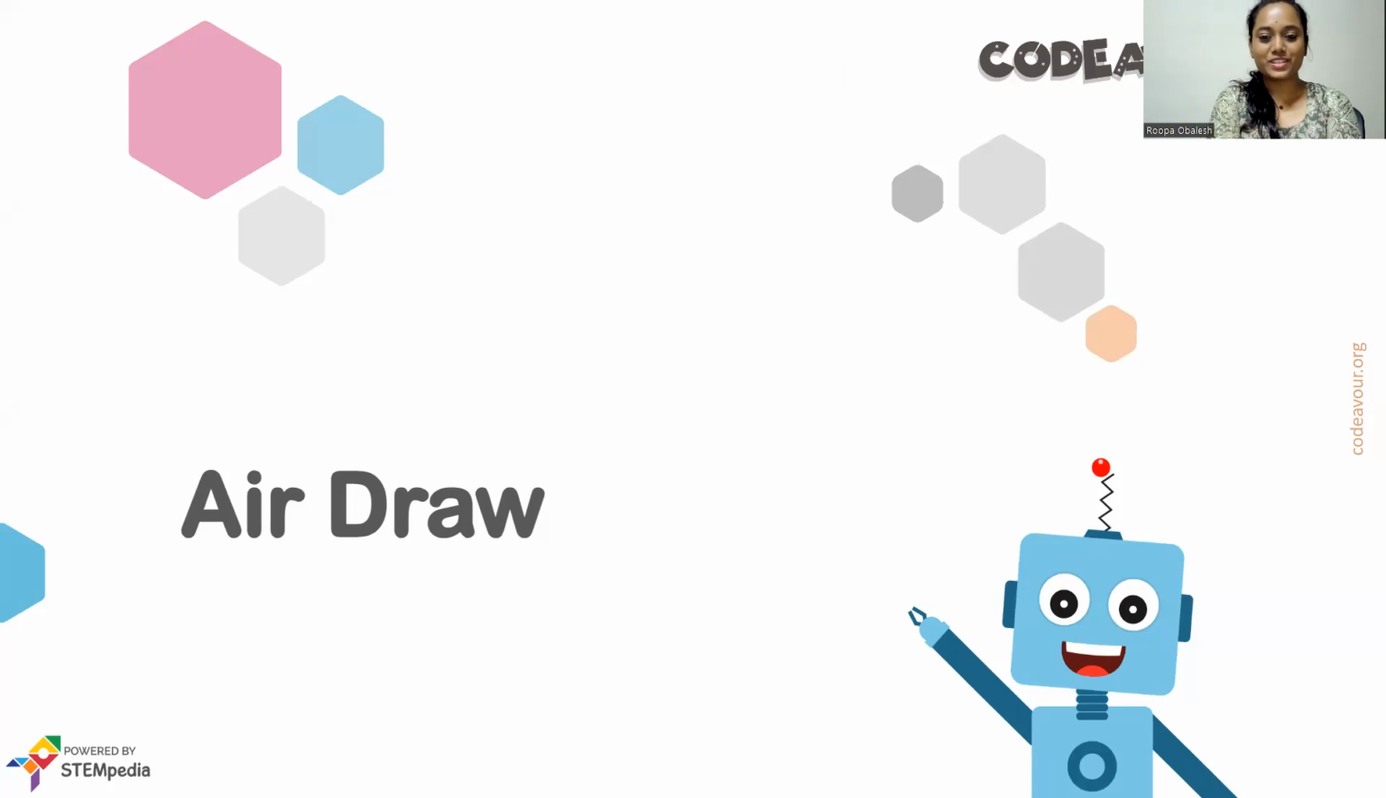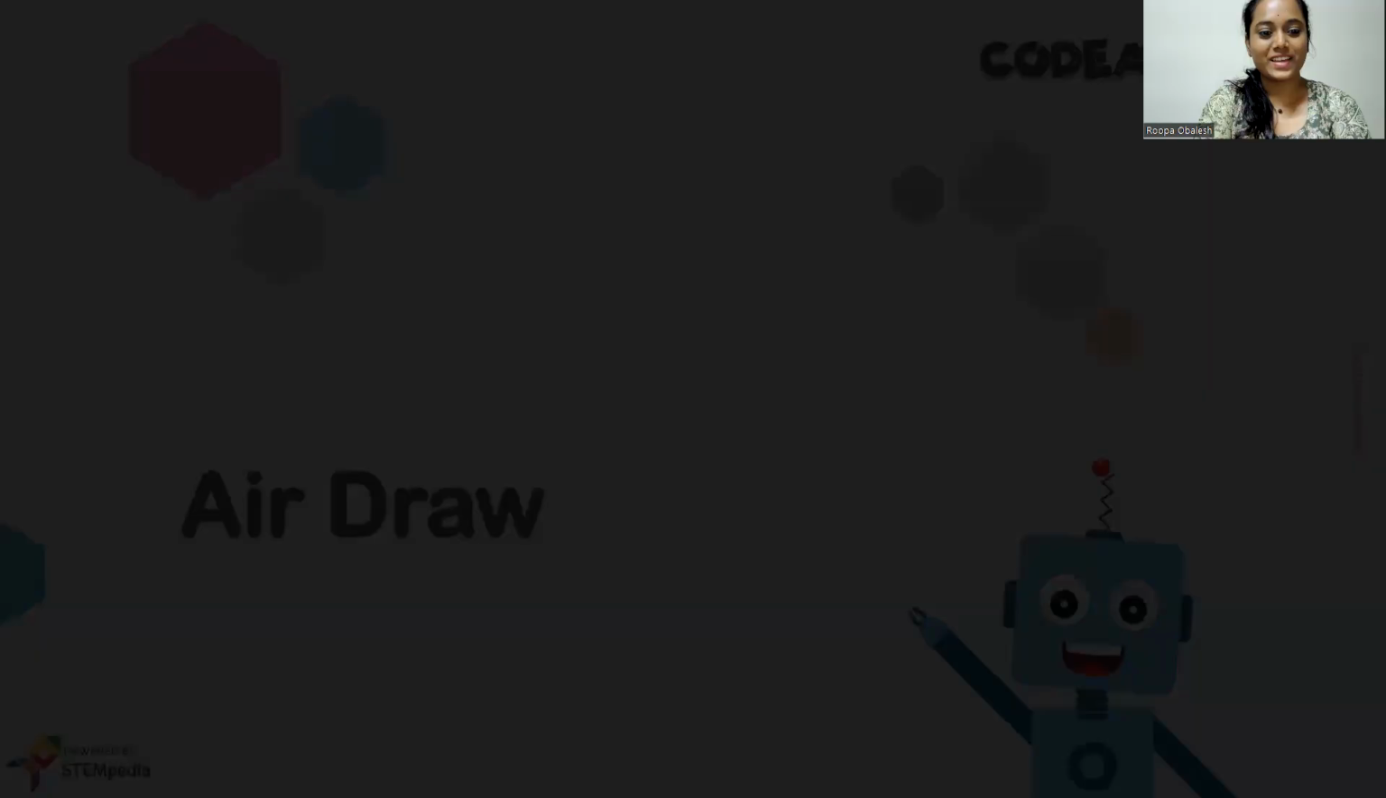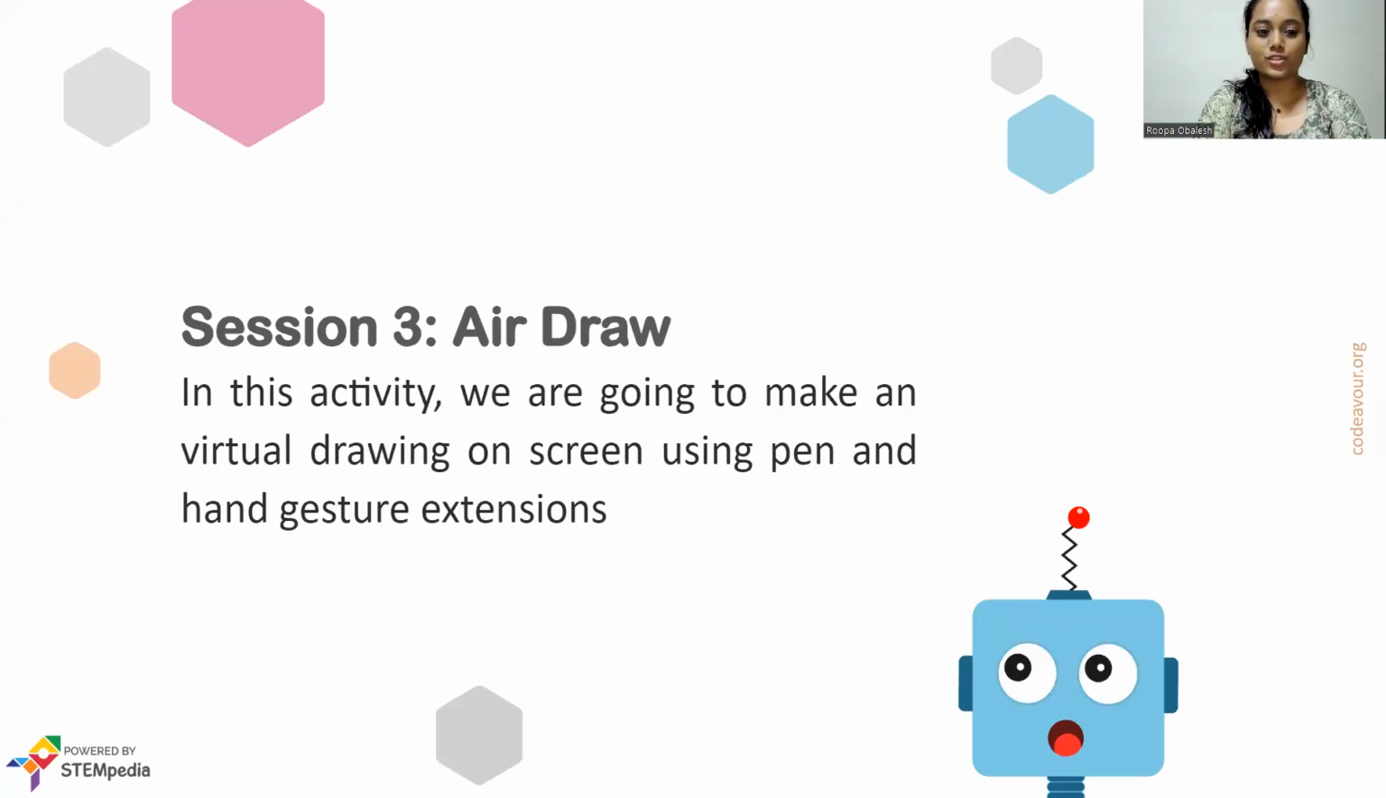I'm so excited for today's session as we will be working on hand gestures. How a computer is able to track my hands, my fingers, how is it able to track it? That's what we'll be understanding in today's session. And in session 3, AirDraw, we'll be using two extensions, that is pen and hand gestures. Using that, we will be making an activity and we will be virtually drawing on the screen.